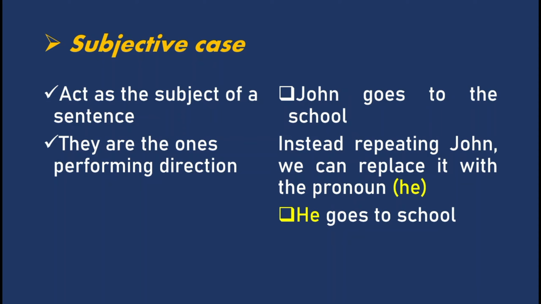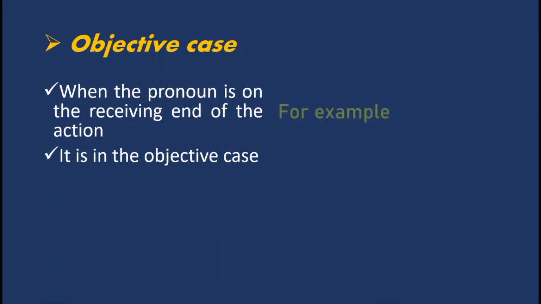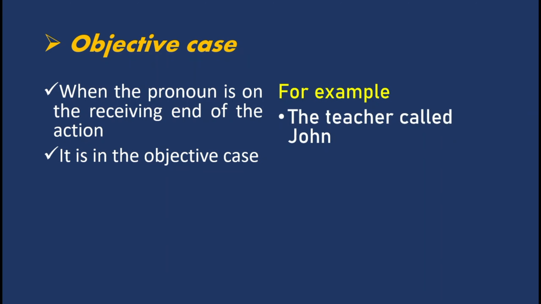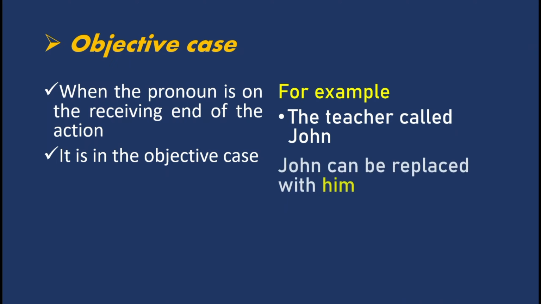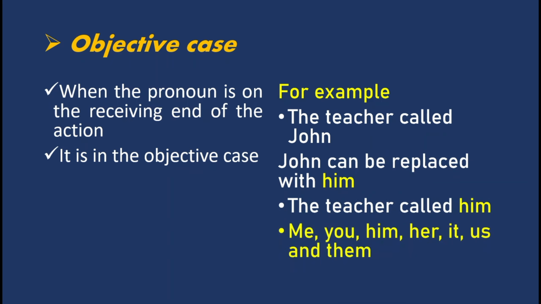In the objective case, when the pronoun is on the receiving end of the action, it is in the objective case. For example, in the sentence, the teacher called John, John can be replaced with him, forming the sentence, the teacher called him. These pronouns include me, you, him, her, it, us, and them. They help to simplify sentences by removing the need to repeat the noun.